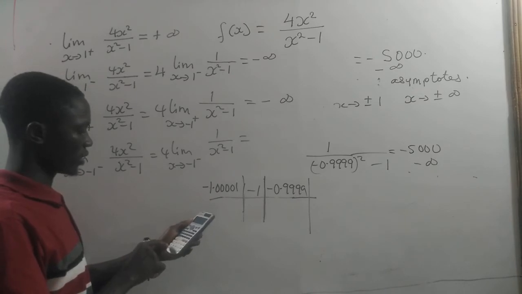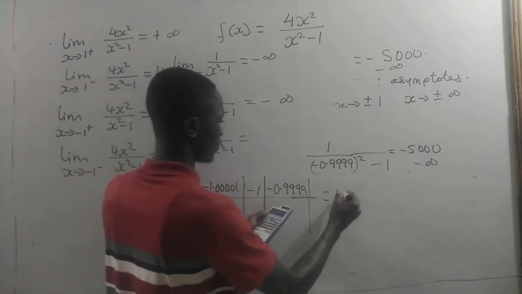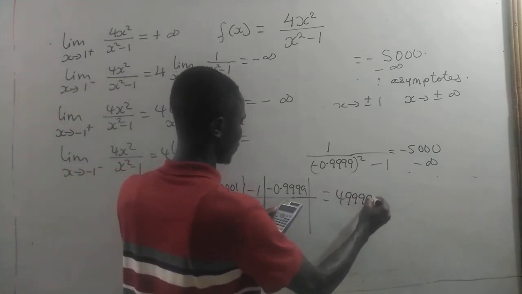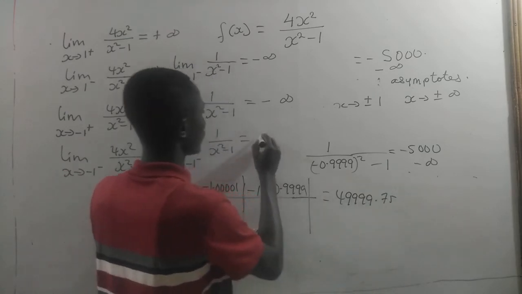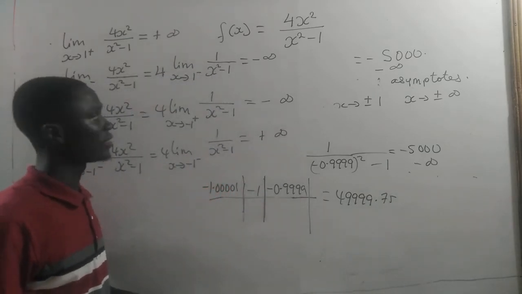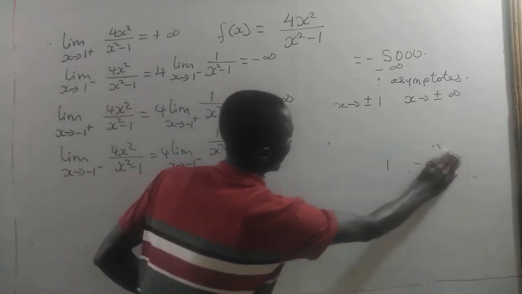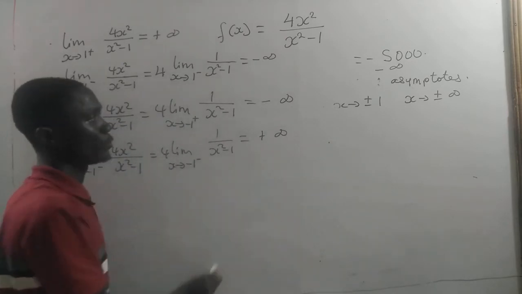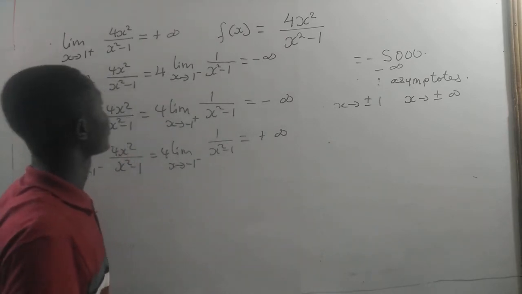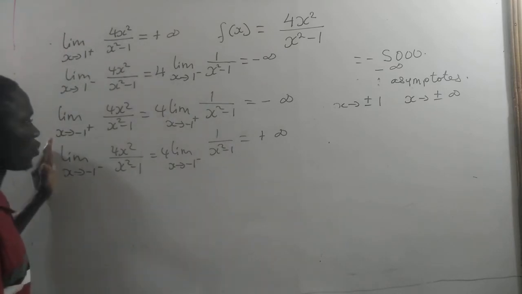Minus 1.12341. Correct. This one is going to 175. So this will go to positive infinity. Wow. So this is the behavior of the graph, for those people who were requesting for this video. So here we have 1, 2, 3, 4.